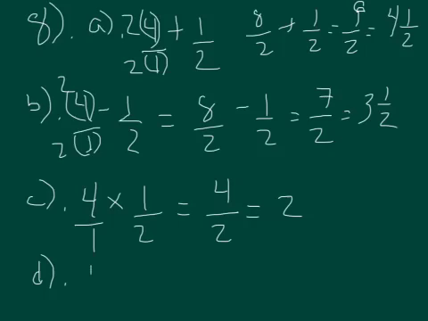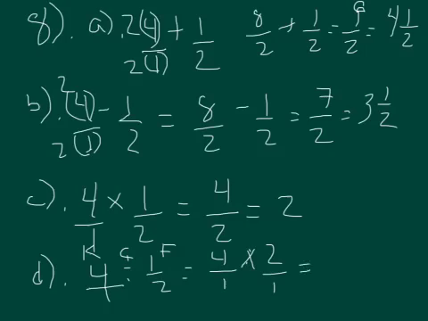For D, I had 4 divided by 1/2. You're still going to get the same thing. 4 over 1 times 2 over 1, because remember, we do KCF. Keep our first fraction, change division to multiplying. Of course, 4 times 2 is 8, 1 times 1 is 1. It's going to be 8.